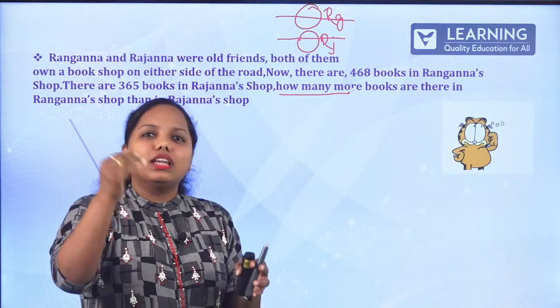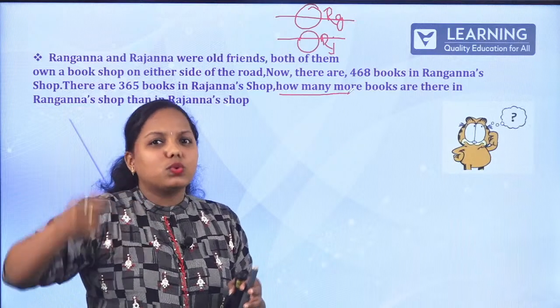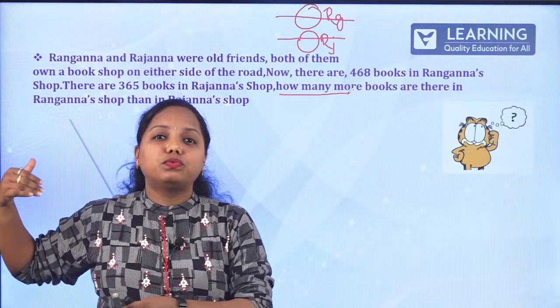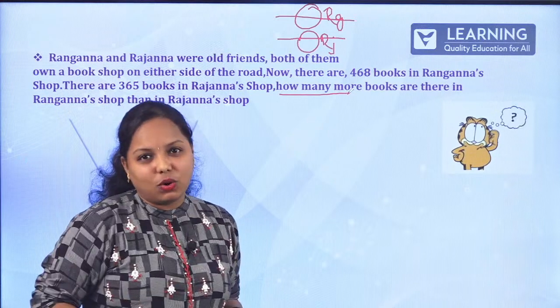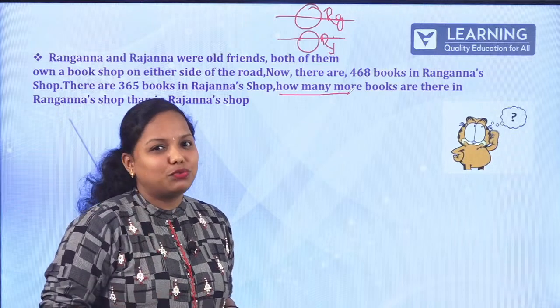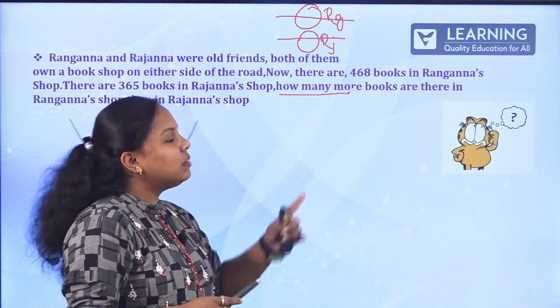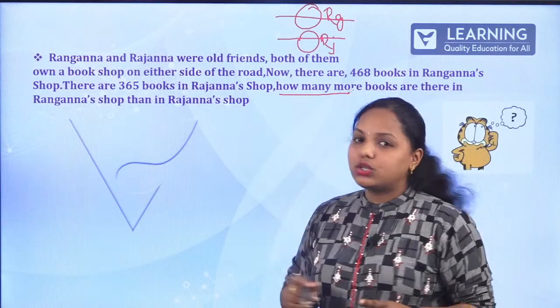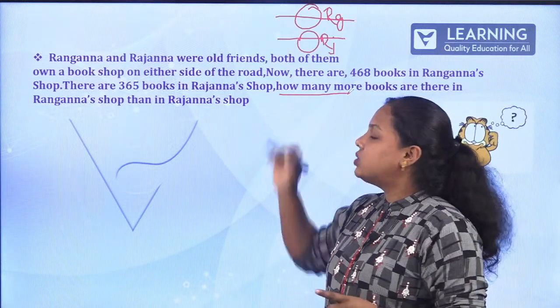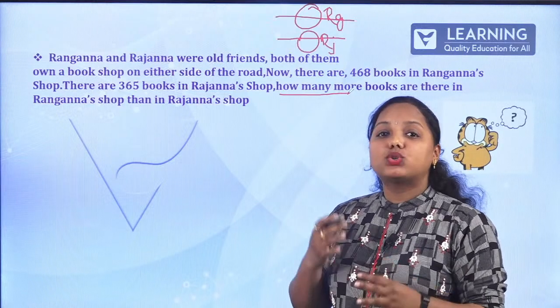Okay, don't worry. Let's count down. 21, 22, 23, 24. Count down up to 50. Well, that's a tedious job, right? So that is how subtraction evolved. So we'll be simplifying it further. Now, how many more books are there in Rangana's shop than in Rajana's shop? So what is the extra amount?